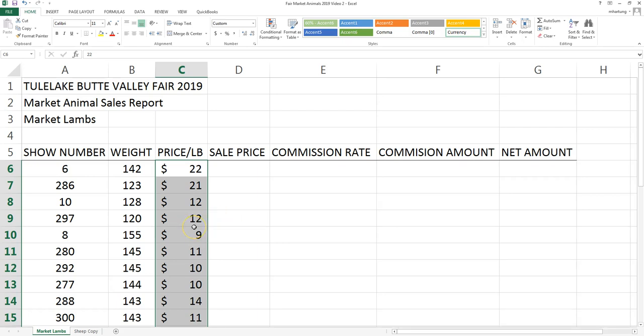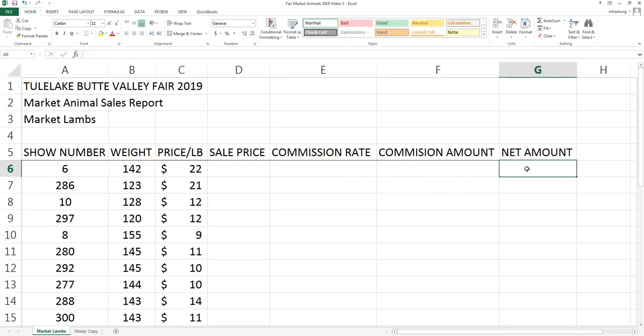So that will be the conclusion of video 2 for Fair Market Animals 2019. In the next video, we'll go ahead and start doing some calculations utilizing this information here. Taking our weight, we've got a price per pound, and now we can calculate sales price, and we can look at the commission rate and some amounts, and then finally figure out how much money this particular animal will receive, or the owner will receive, for selling that animal.